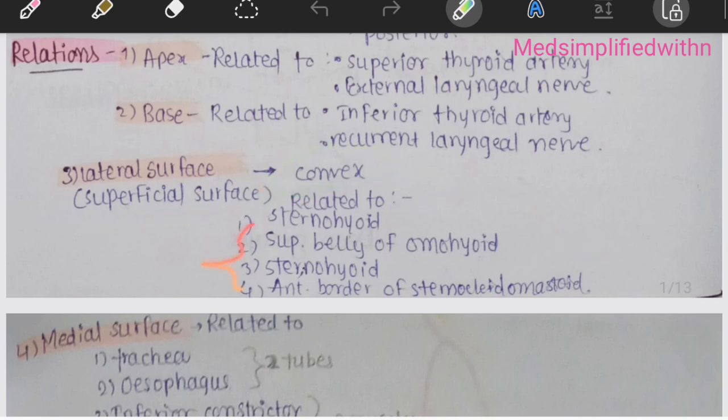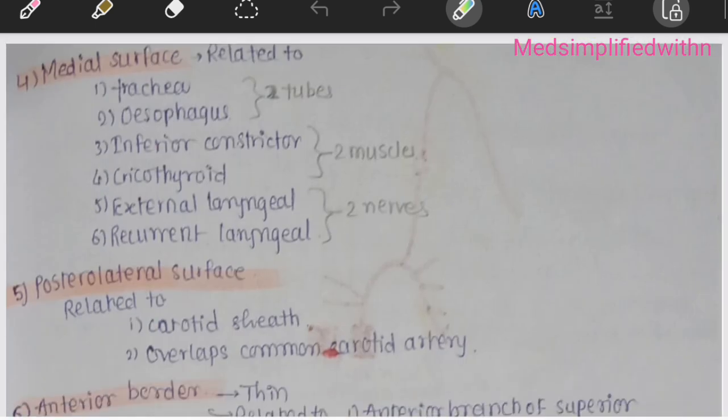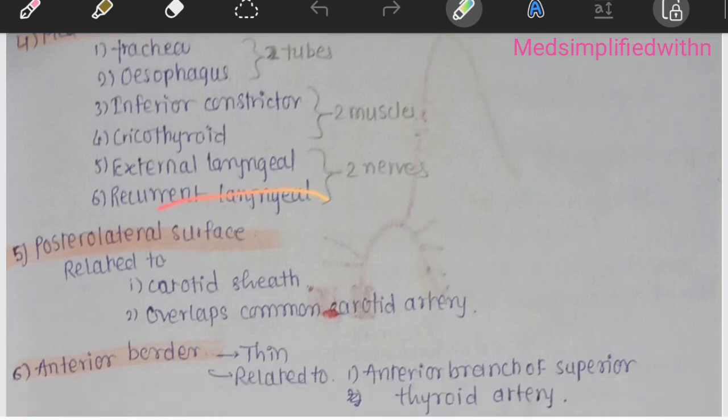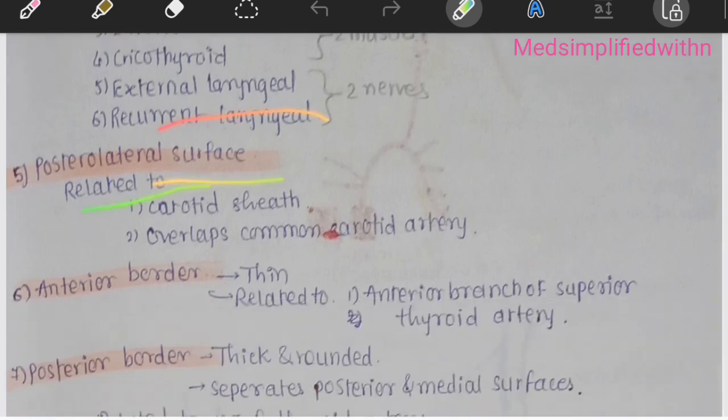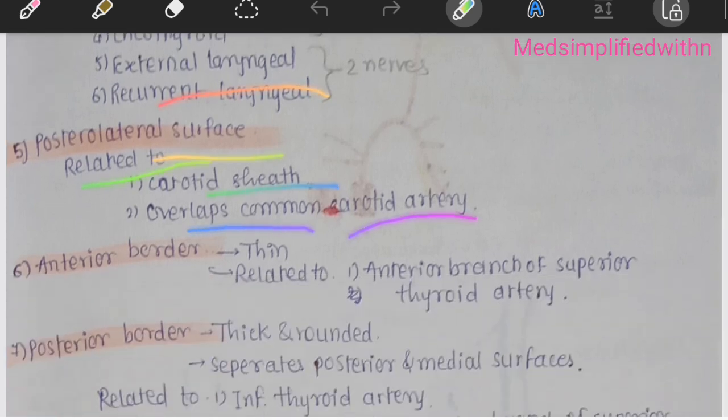The lateral surface, meaning the superficial surface, is convex and related to these muscles, which you can also see in the anterior and posterior triangles of the neck: the sternohyoid, the superior belly of omohyoid, sternothyroid, and the anterior border of the sternocleidomastoid. At the end we will see the diagram for the relations. The medial surface is related to two tubes, two muscles, and two nerves. The two tubes are the trachea and esophagus. The two muscles are the inferior constrictor and cricothyroid, and the two nerves are the external laryngeal nerve and recurrent laryngeal nerve. The posterolateral surface is related to the carotid sheath and overlaps the common carotid artery.